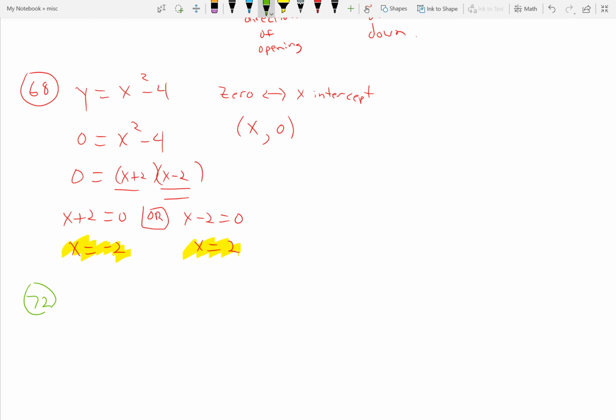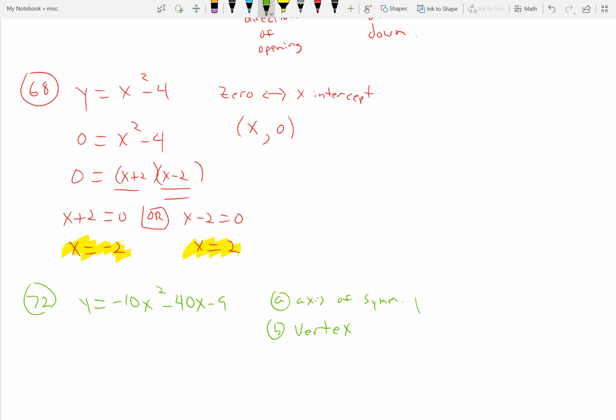It says we need to find the axis of symmetry and vertex. 72, y is equal to negative 10 x squared minus 40x minus 9. We need A, the axis of symmetry, and B, the vertex.